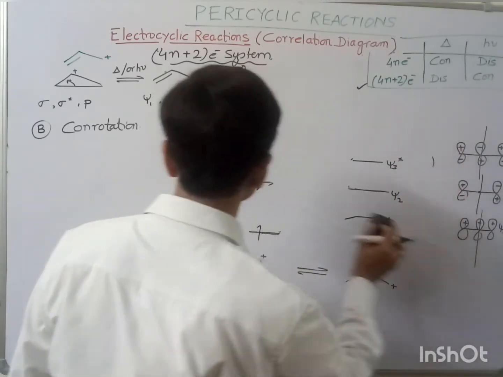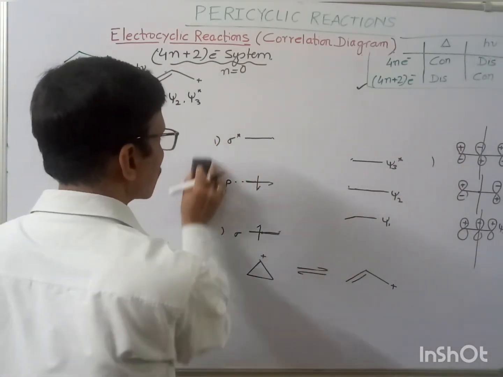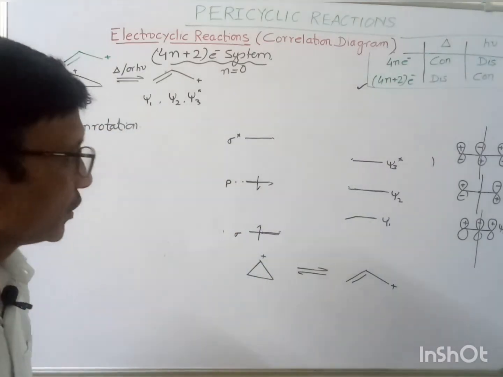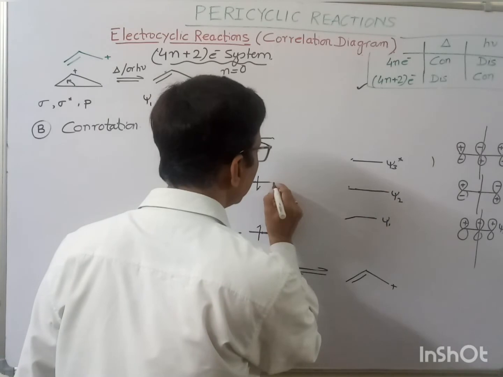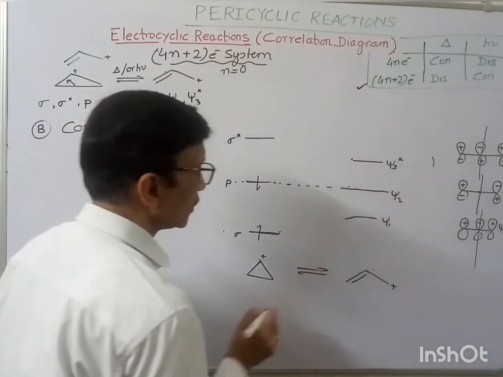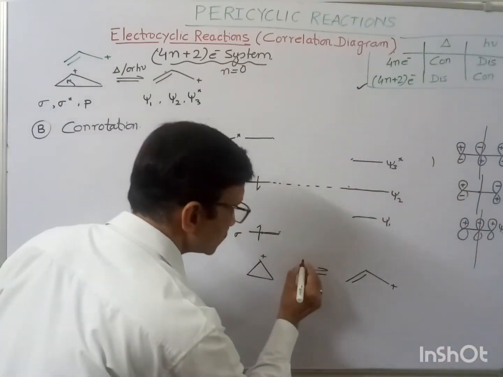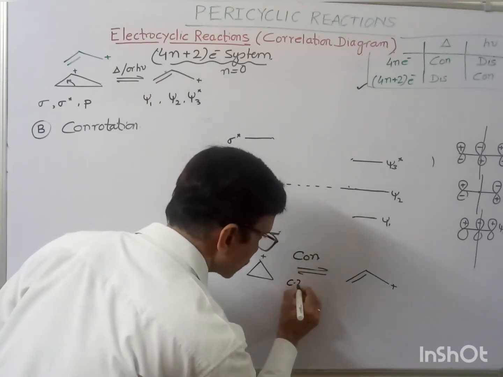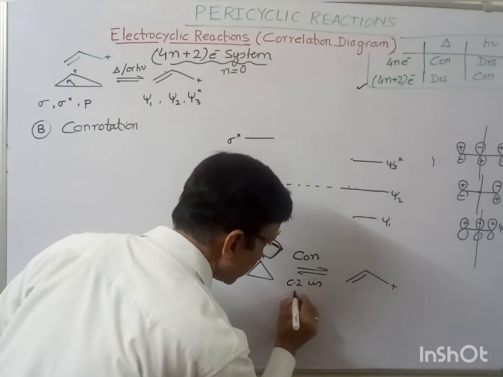For conrotation, all of you know, which symmetry is maintained during the conrotation? We know that C2 is maintained during the conrotation. So for conrotation, C2 is maintained. So in the reactant and product orbitals, C2 should be maintained.